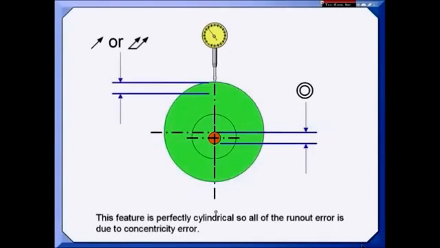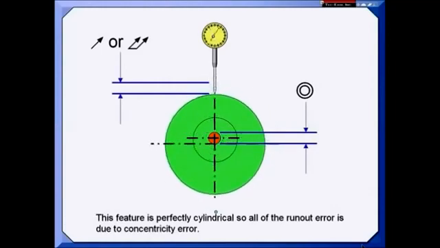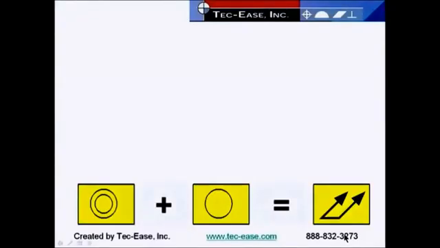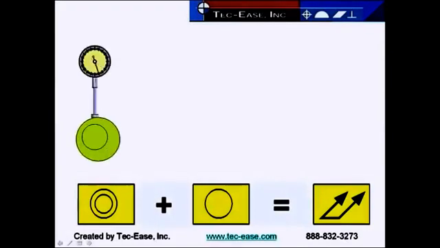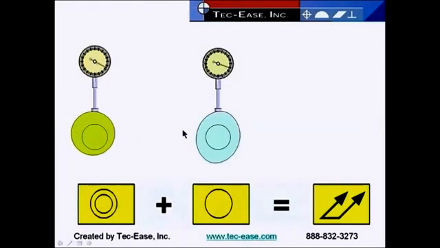So if I look at a runout inspection where I have a single point indicator and compare it to concentricity, as I rotate the part and see the indicator movement, the center or derived median point has moved down an amount equal to the amount of the circular or total runout. So in this first case, I have a feature that is perfectly cylindrical, so all I am seeing with my indicator is the concentricity error. This feature is perfectly concentric, but it's not very round or cylindrical. So all of the reading I'm seeing is form error, circularity or cylindricity.